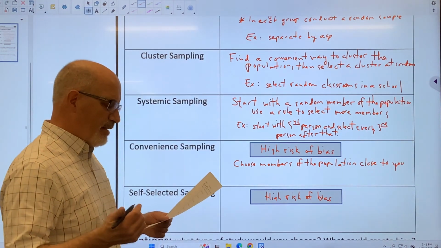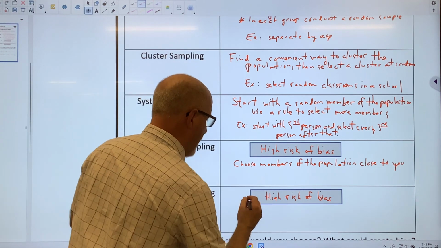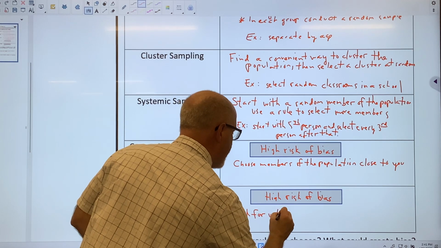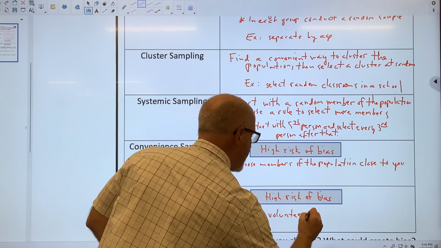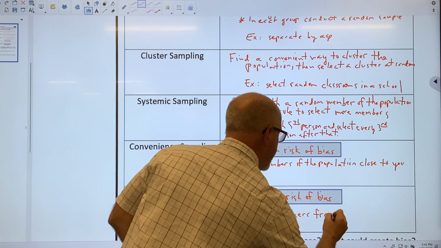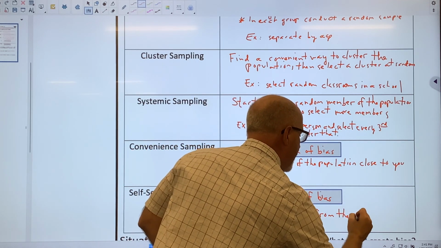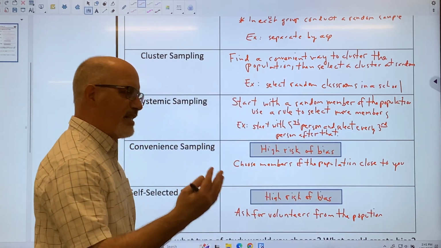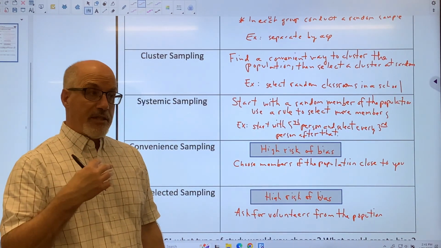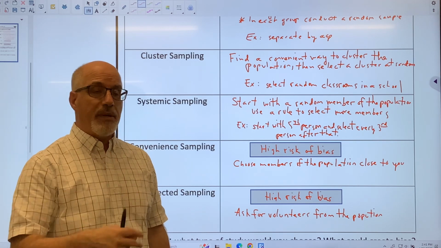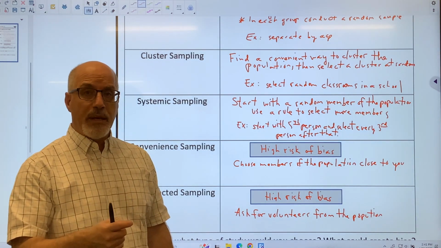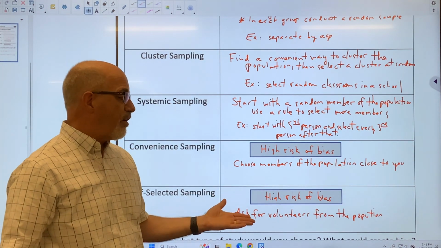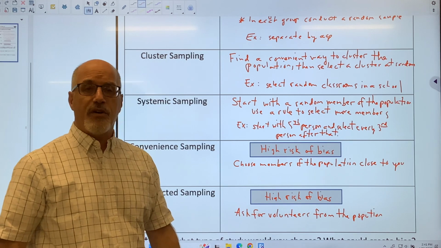Self-selected sampling, this is where you ask for volunteers from the population. Now this one would involve bias because if you think about it, if people volunteer, they might have maybe some internal need to share their opinion or to get involved. Maybe they're upset about something. So because they're very involved or very engaged, that might again involve some bias.